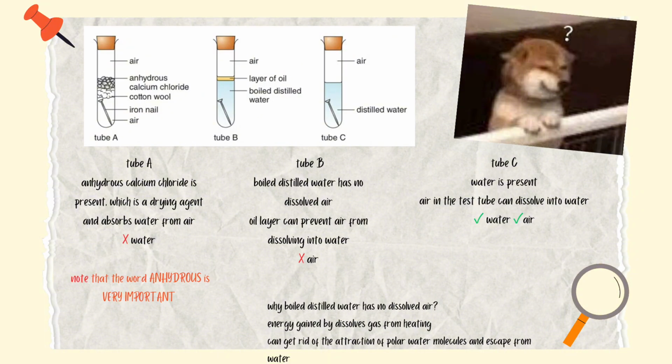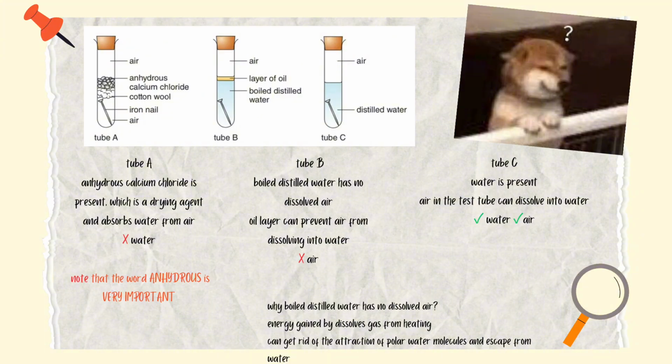For tube B, boiled distilled water has no dissolved air, and the oil layer can prevent air from dissolving into water. Thus, tube B has no air for rusting. You may wonder why boiled distilled water has no dissolved air. Well, it is because when the dissolved air is heated, they gain energy. This energy can get rid of the attraction of polar water molecules and escape from water.